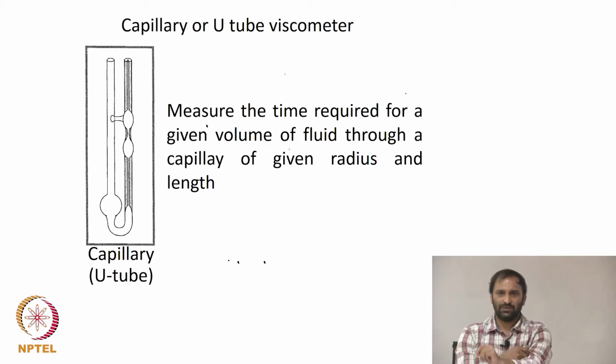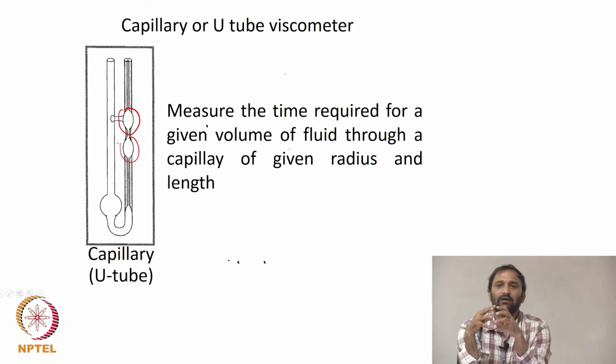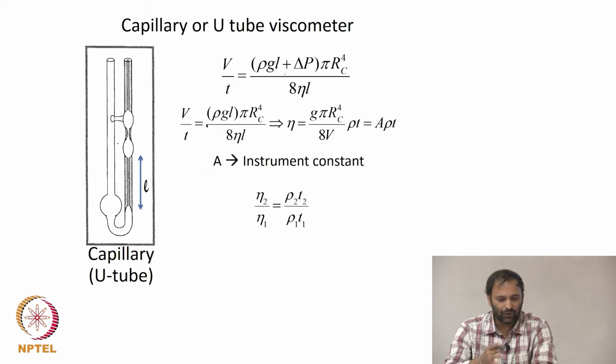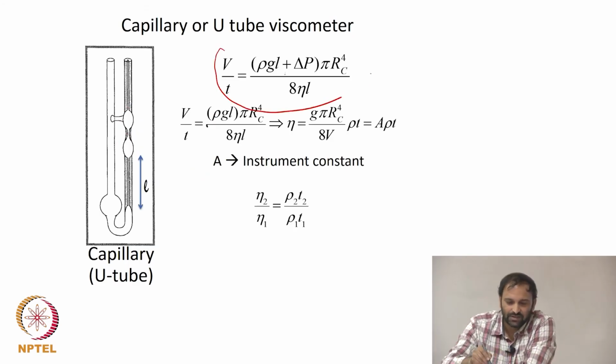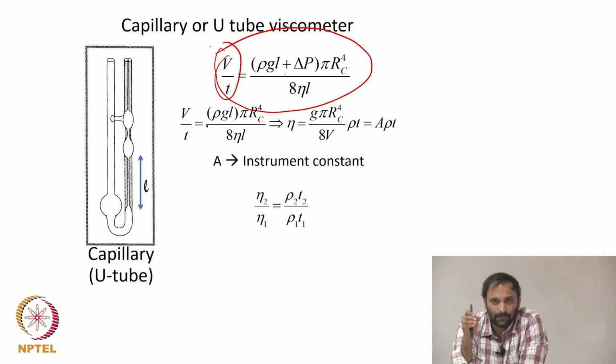In the capillary viscometers, you have some bulbs, something like this here. You fill these bulbs with a fluid of known volume, and then you find out the time it takes for draining out. Again, the working equation is something like this, and you can derive it. So your V by T is the volumetric flow rate.